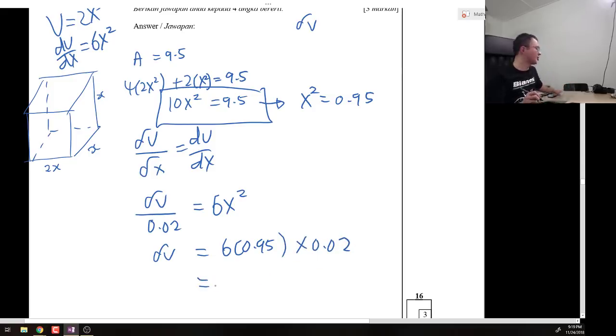Then you solve by using the calculator. You should be able to get the correct answer. Yeah, you get 0.1140 because they want the 4 significant figures. Right, this is how we do this one.